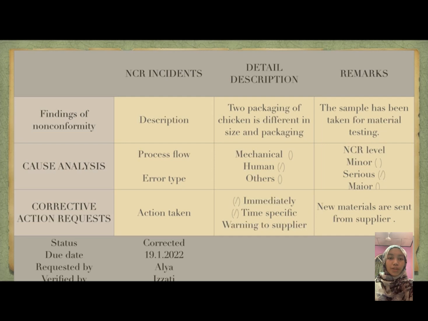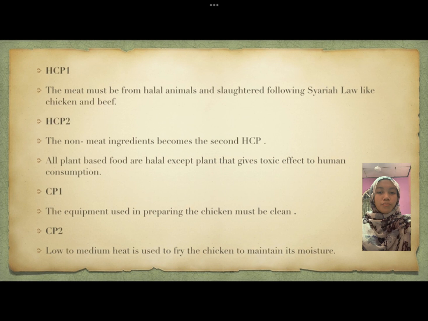For preparation of soy sauce chicken, the halal control point 1 is the meat must be from halal animals and slaughtered following Sharia law, like chicken and beef. Next is halal control point 2. The non-meat ingredients become the second HCP. All plant-based food is halal except for plants that give toxic effects to human consumption.